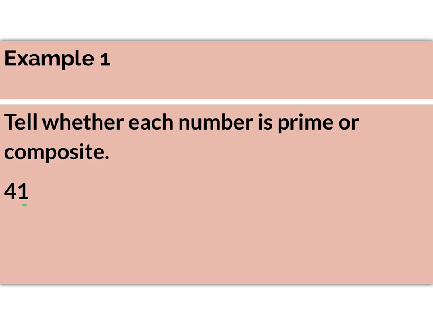All products of 5 end in 0 or 5, so that eliminates 5. 7, 35, then 42. So it's not divisible by 7, it's not divisible by 9, it's not divisible by 11, it's not divisible by 13. So 42 is actually a composite number. 41 is actually composite.